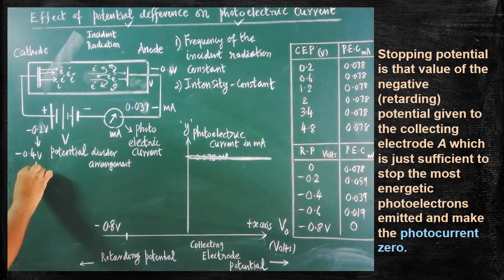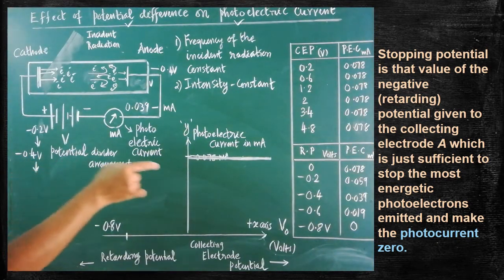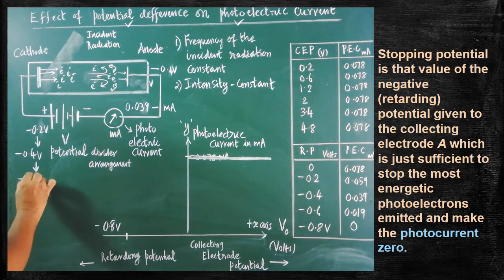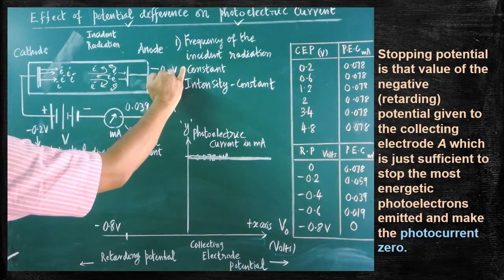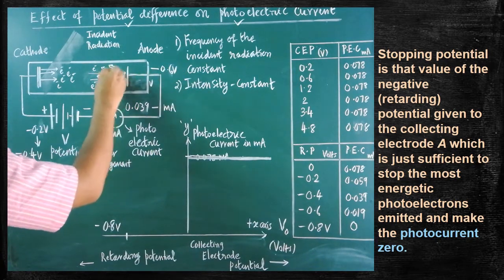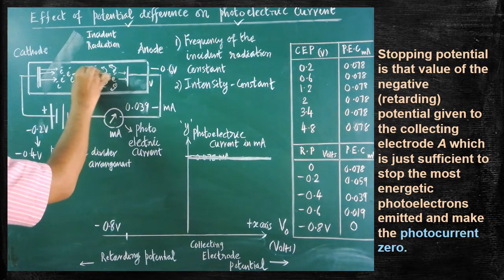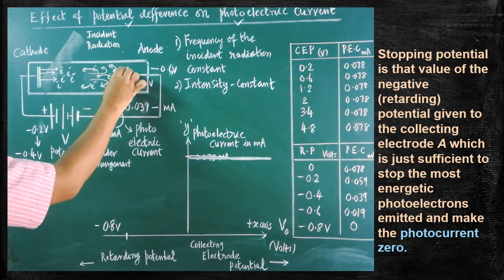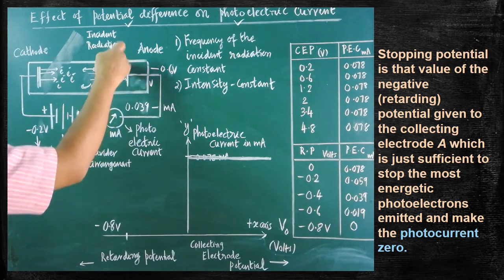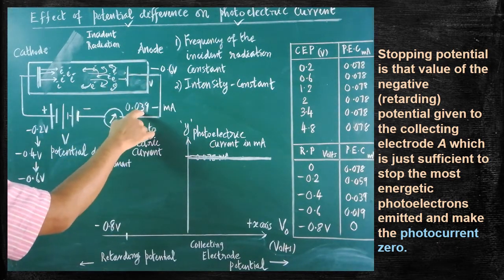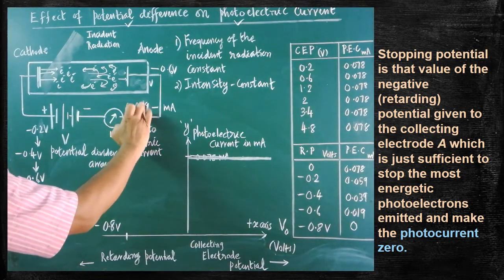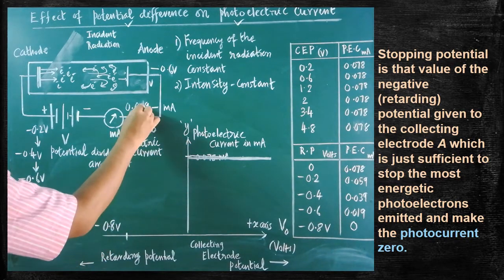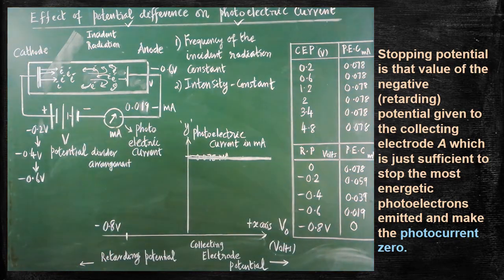Now I am going to increase the negative potential from 0.4 to 0.6 volt. Here the negative potential is increased. Therefore, what will happen? More repulsion will happen. Very few electrons alone will reach. The number of electrons is reduced, so the number of electrons reaching the anode is reduced. Therefore, the current is reduced to 0.019 milliampere. Are you clear?